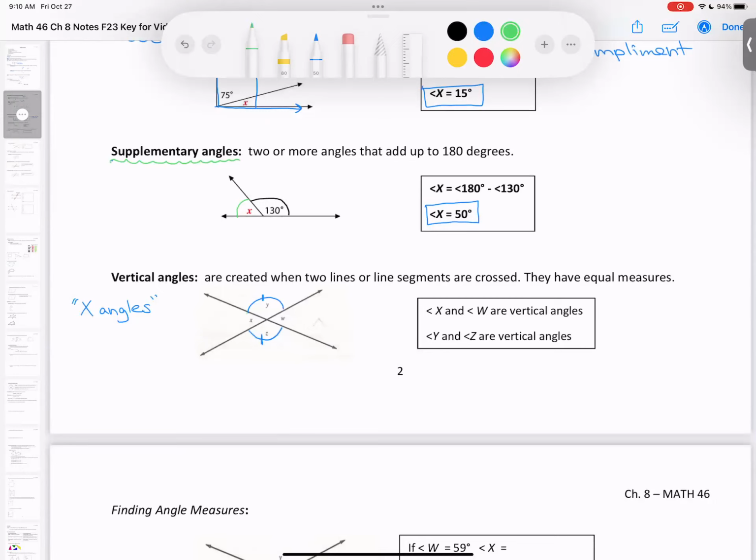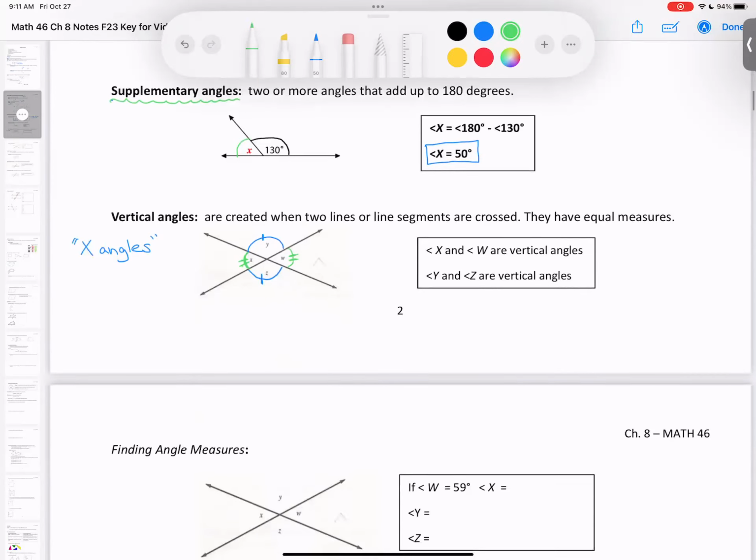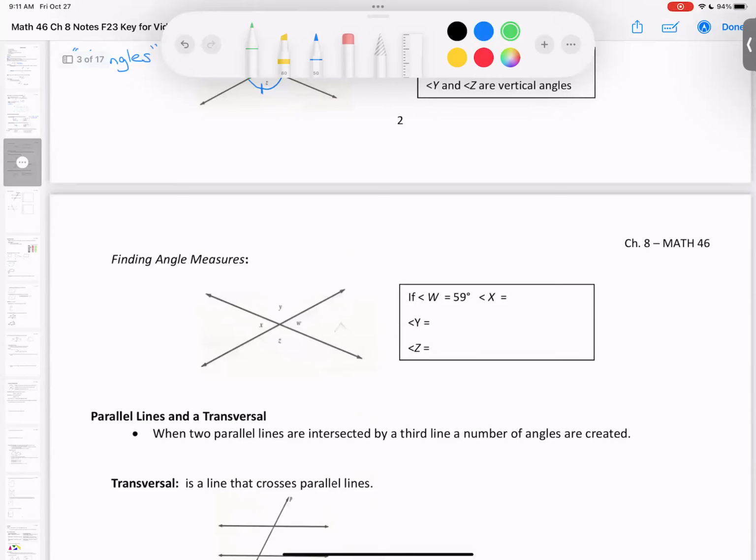Also, in this other direction, I've got two X angles that are opposite to one another. So those two angles are equal. To show that, I'm just going to draw two lines to show those two are identical to each other. So those are vertical or X angles. If we were asked here to find the angle measurements, well, we're told angle W equals 59 degrees. Because they're X angles or vertical angles, angle X must also be 59 degrees. So those two we've done now.